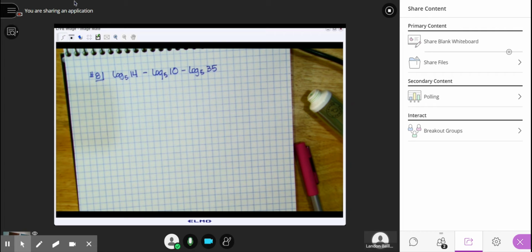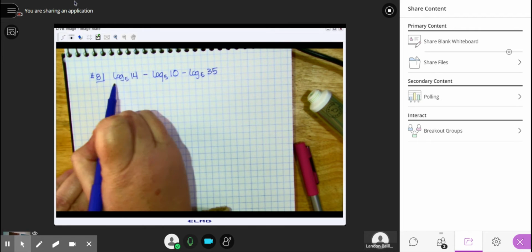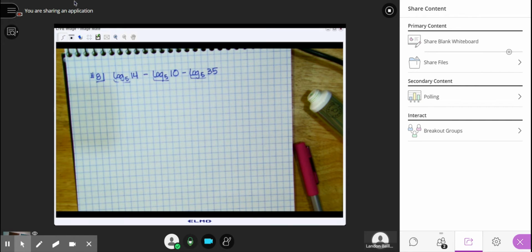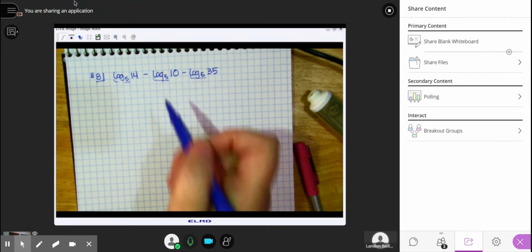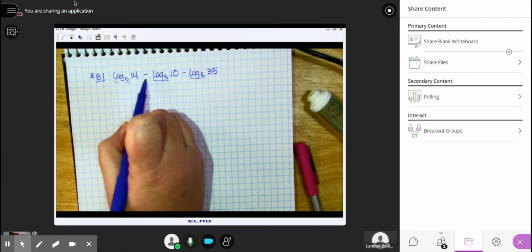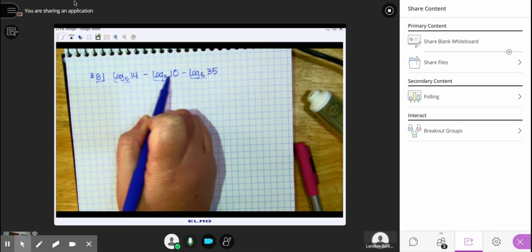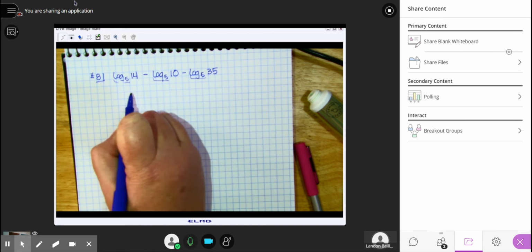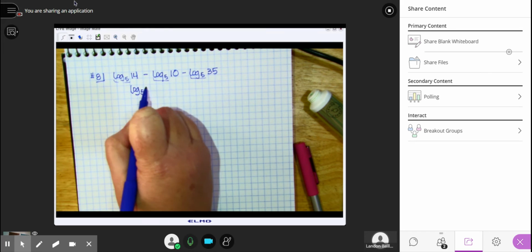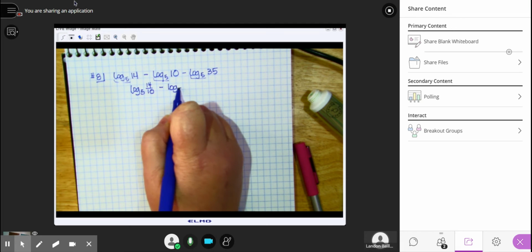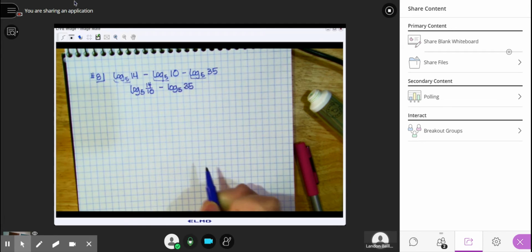All right. We can use the law of logs if all of the log bases are the same. So because these are all log base 5, we're good. Now, because this is log base 5 minus log base 5, what does the minus tell you you can do with these two? So I can combine this to log base 5 of 14 over 10 minus log base 5 of 35.